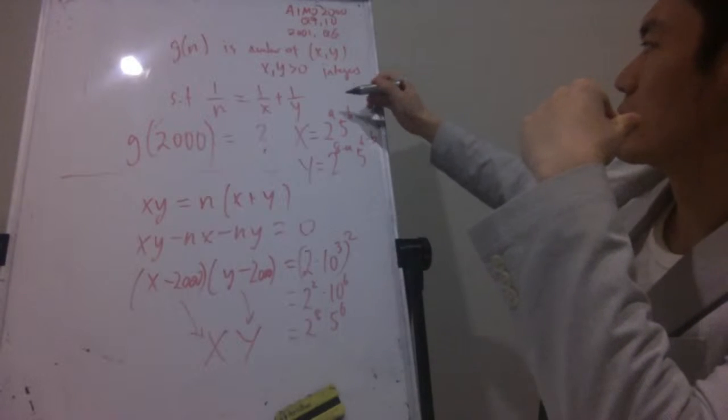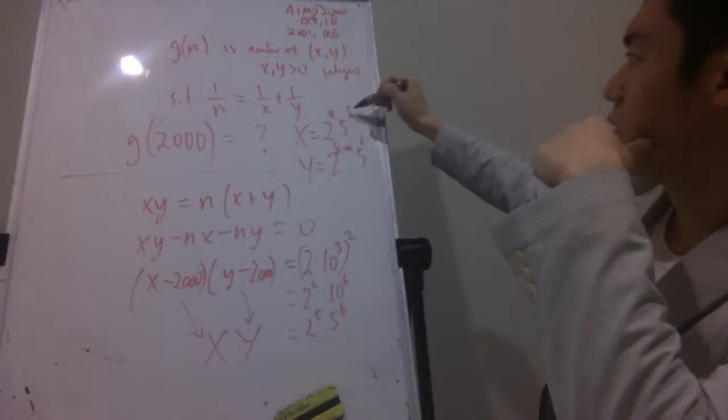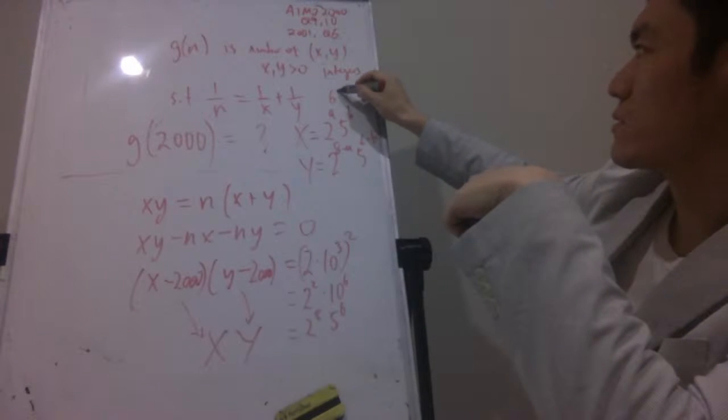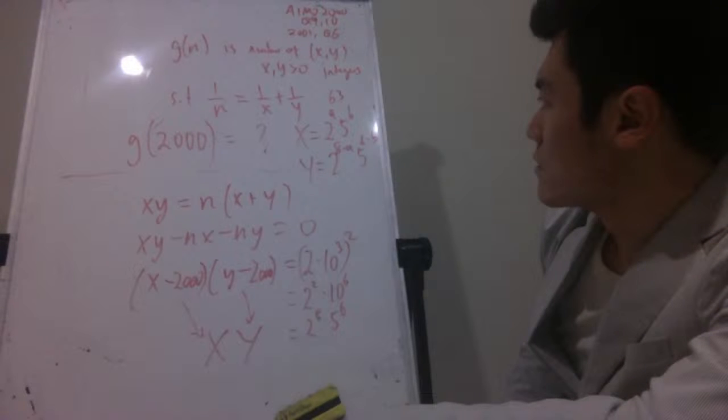So can you see that there's basically 9 choices for a, 0 to 8, and 7 choices for b. So overall, that's 63 choices.